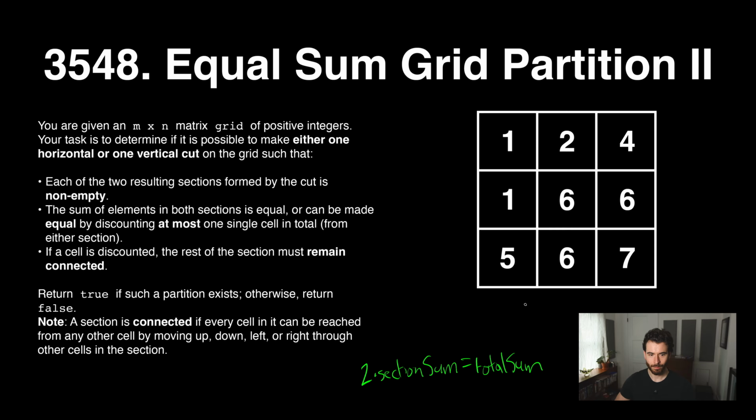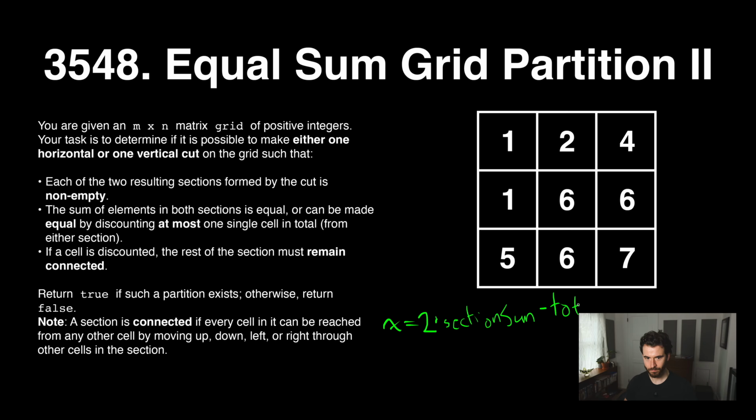And if 2 times the section sum ended up being greater than the total sum, that would mean that we would have to remove some value x in order to get it equal to the total sum. So we could rewrite this as 2 times section sum minus x equals the total sum. And if we were to rearrange that formula, x equals 2 times the section sum minus the total sum.